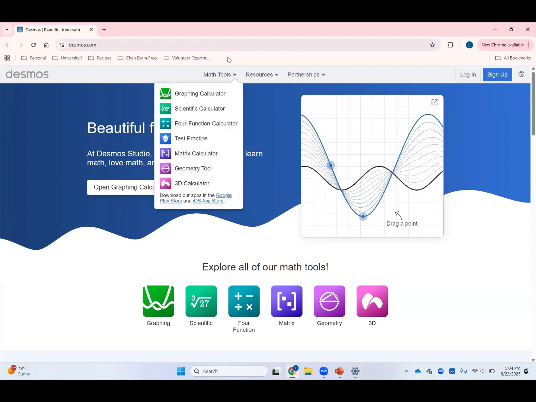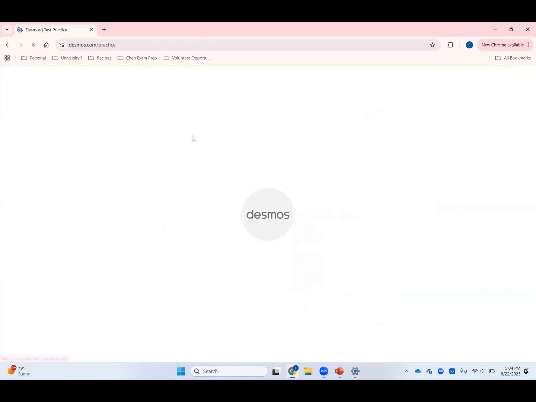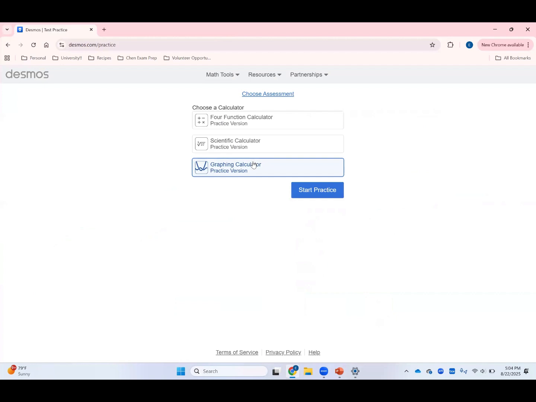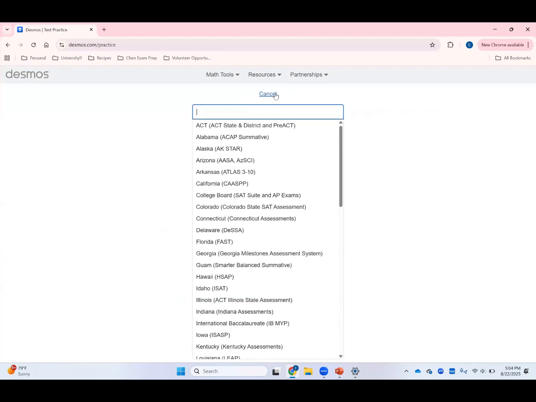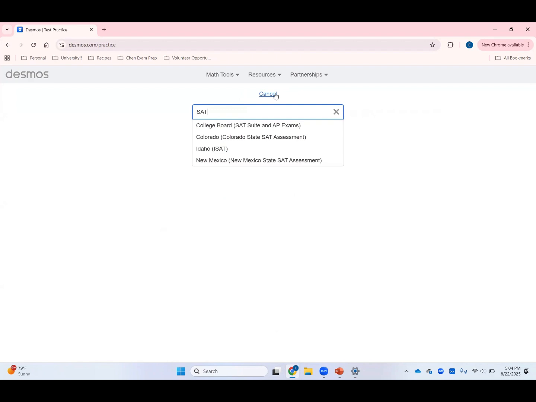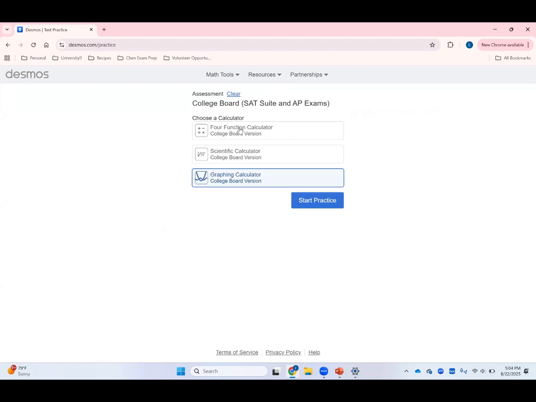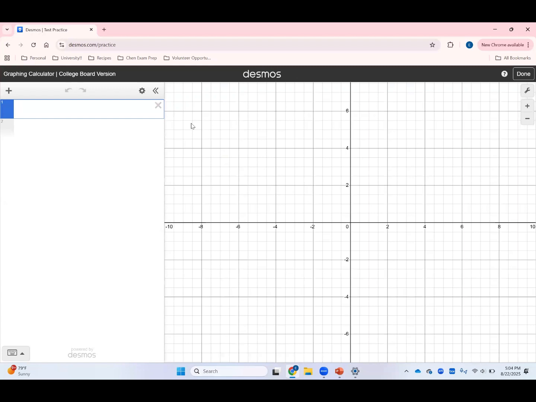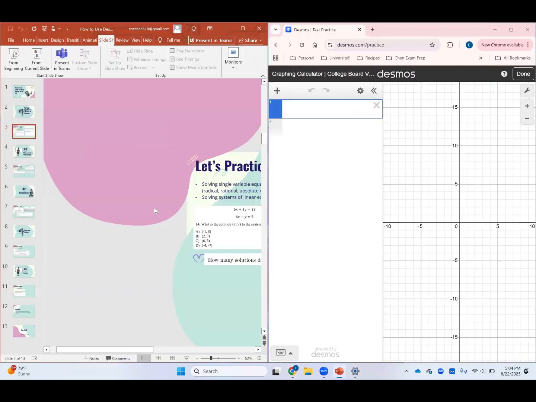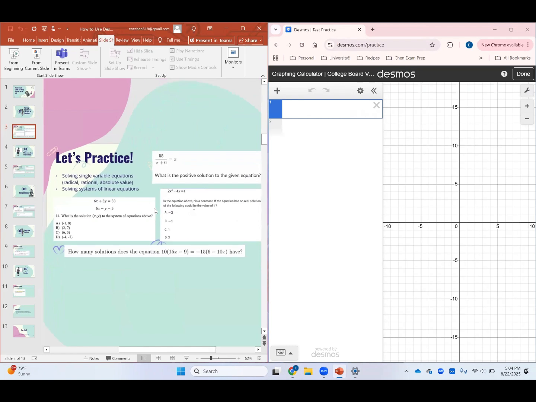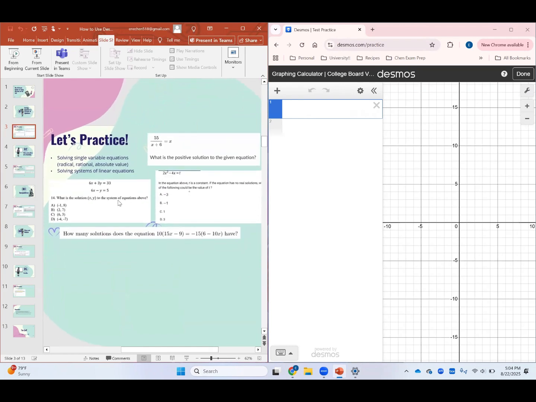So what you're going to do is go to the Math Tools drop-down menu and then select Test Practice. And then from there, you're going to choose your assessment. You just type in SAT and choose College Board, SAT Suite, and AP exams, and then choose the graphing calculator version. So now that you're in the right DESMOS interface, we can do practice questions. Let's look at the first one.